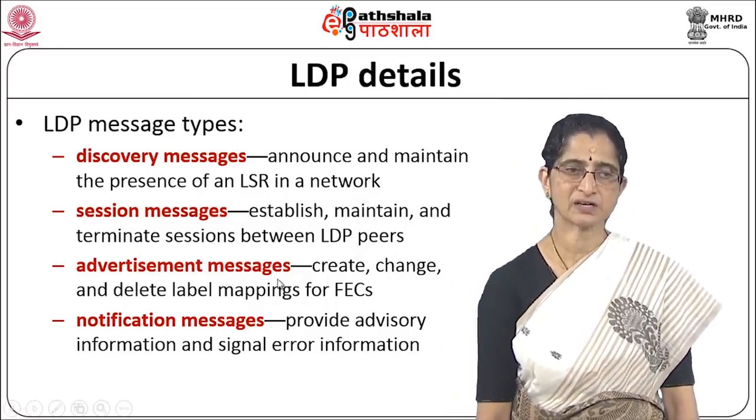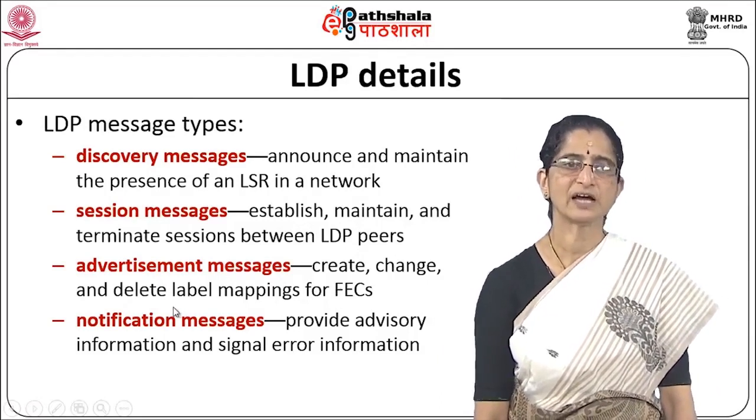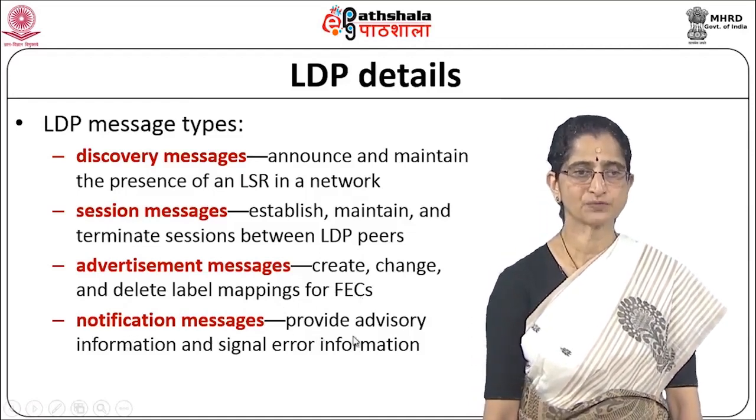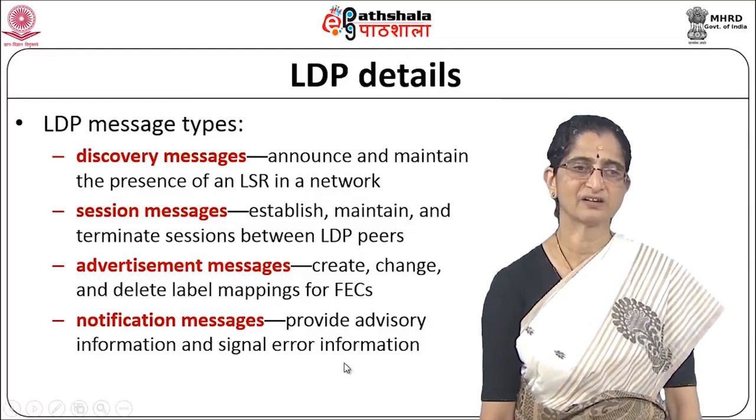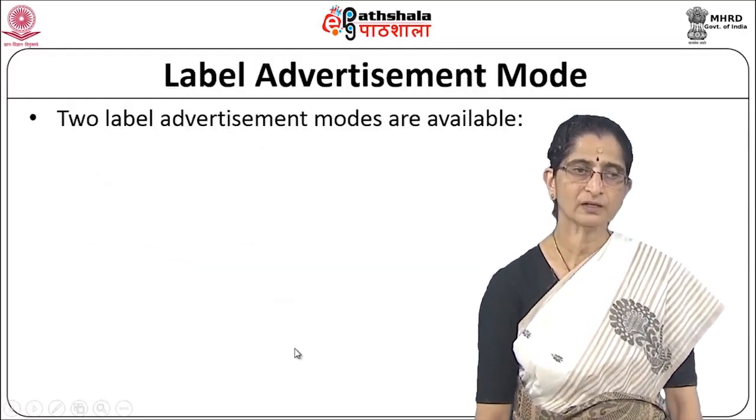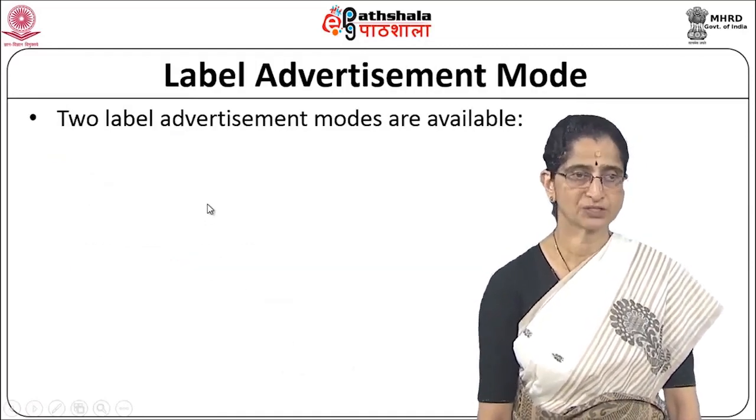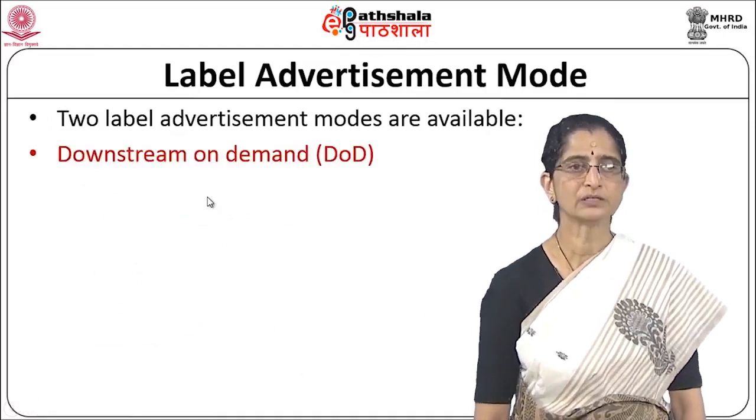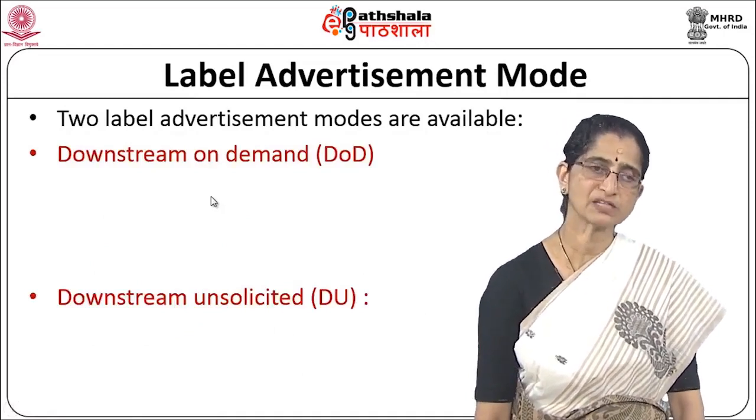Advertisement messages are the ones that are used to create, change, and delete label mappings for FECs. Okay. And notification messages are used for advisory information, signal error information, and so on. And there are 2 label advertisement modes that are available. One is called the downstream on demand mode, and another is called the downstream unsolicited mode.